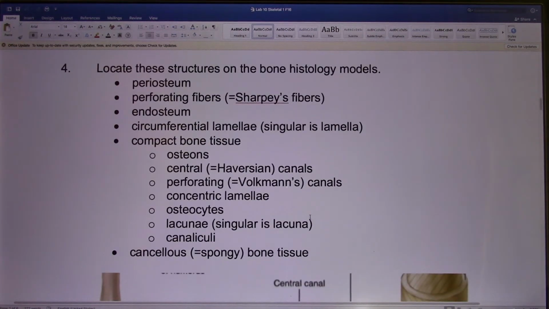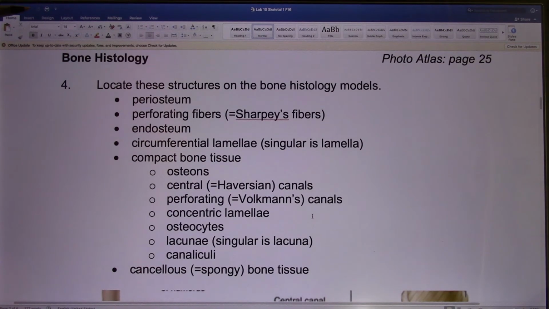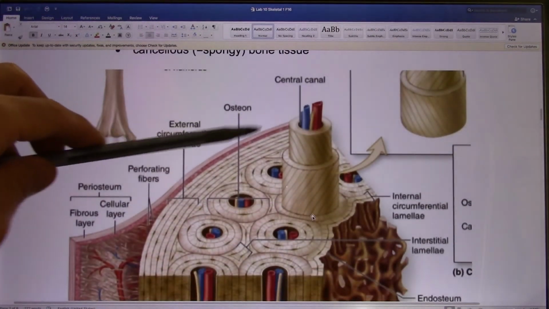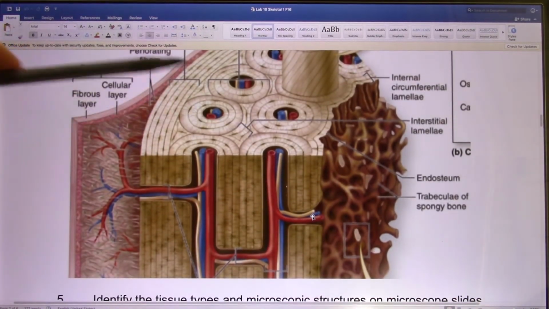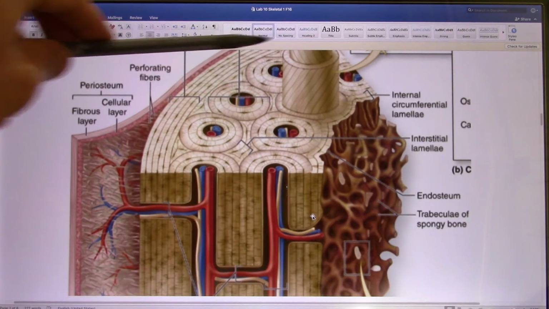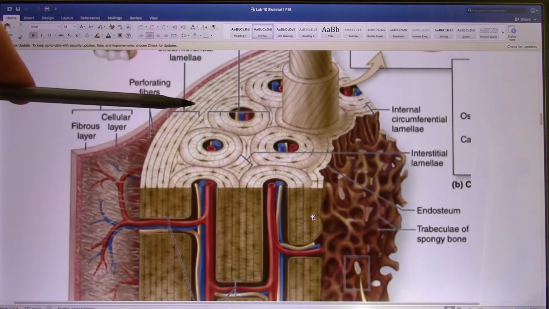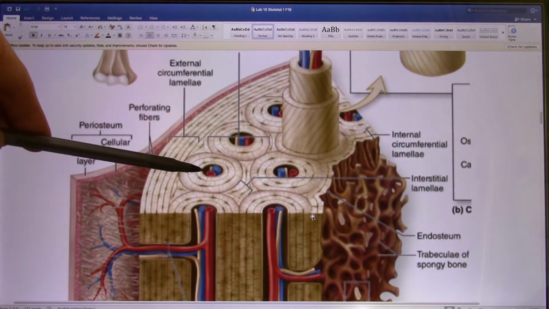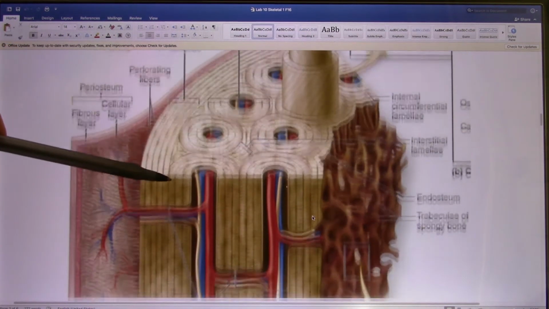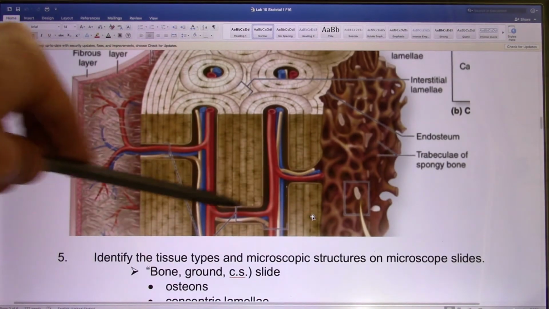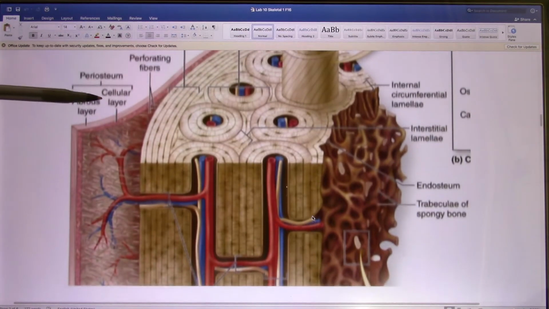And the bone histology: in the lab we have the histology model, and it looks exactly like this. I will point out what this structure is and what that structure is. The model looks like this, and you have the osteon. Each one is a functional unit called the osteon. This is called the central canal, where the blood vessel and nerve go through. And this is the perforating canal, for the blood vessel and nerve to communicate with each other.